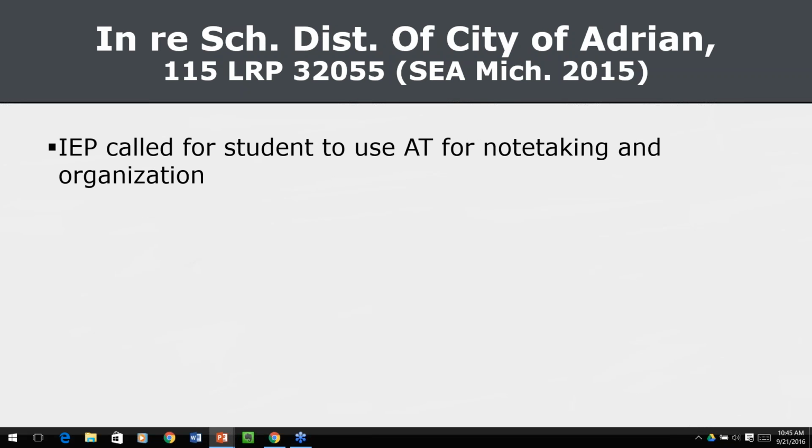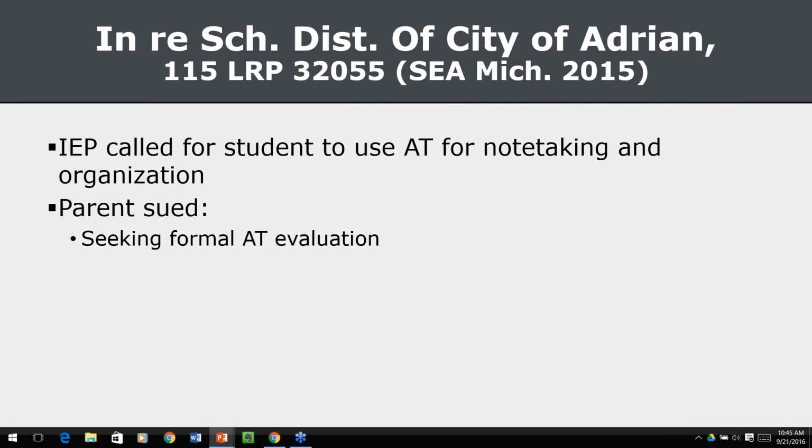This Adrien case is a case from Michigan, a due process case. This IEP called for the student to use assistive technology in note-taking and organization. What was interesting was the parent sued because the parent said this is mumbo-jumbo in the IEP unless we've had somebody with letters behind their name do a formal assistive technology evaluation. These accommodations are meaningless, right?